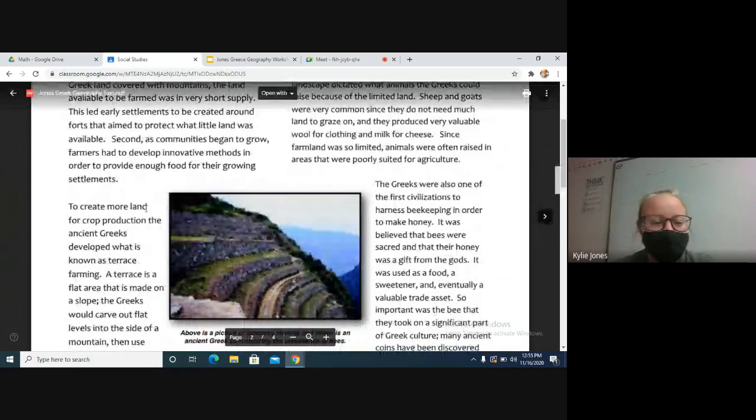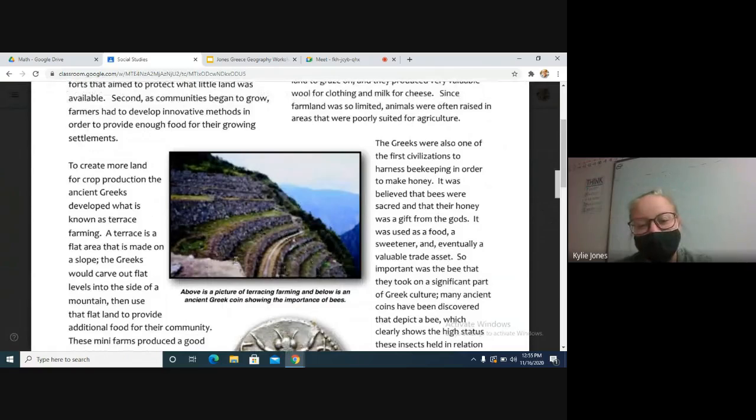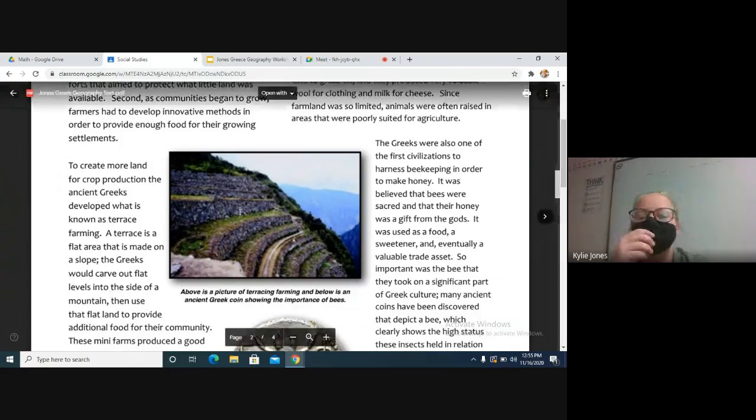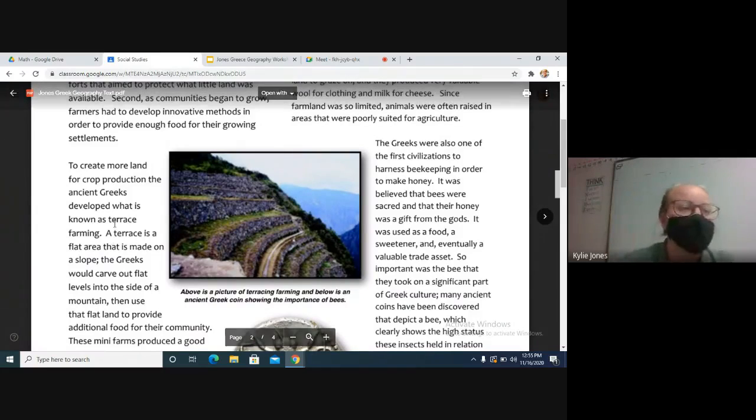So, to create more land for crop production, the ancient Greeks developed what is known as terrace farming, which is this picture right here. Notice how there's steps? Those are not steps. Okay. That's the road where they grow their crops. Well, the one in the middle right here looks like it's a road to get up there. And then the other ones, they have crops growing on the different levels. Yeah. So, yes, they are that high.